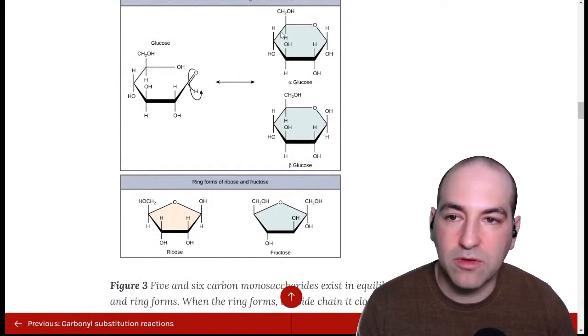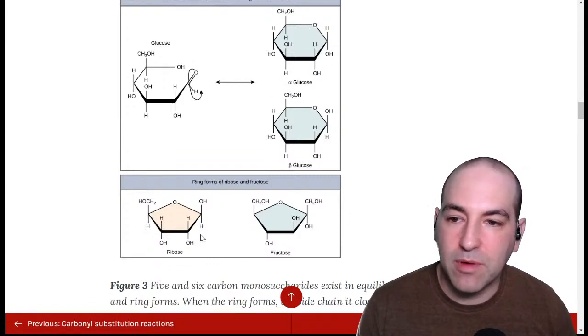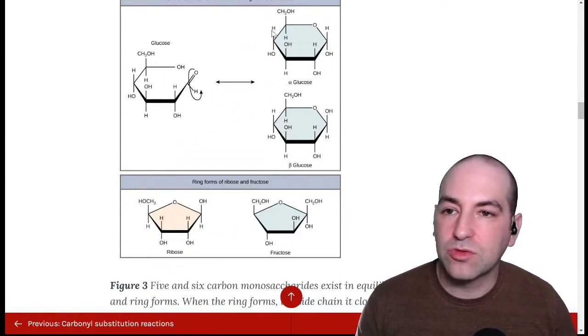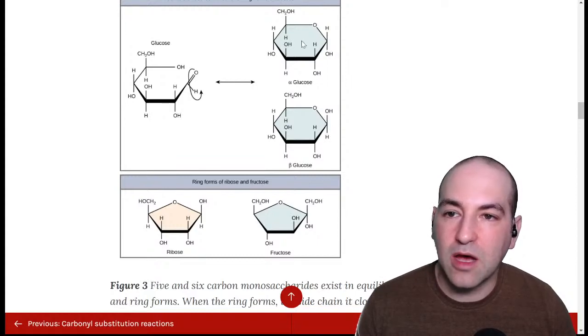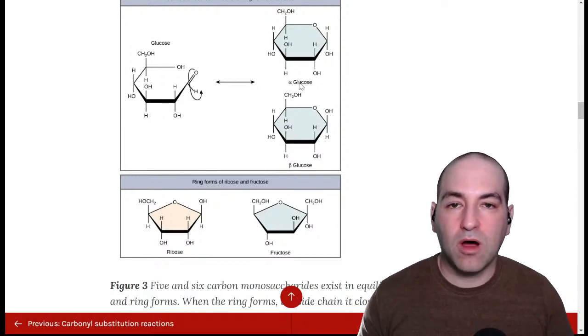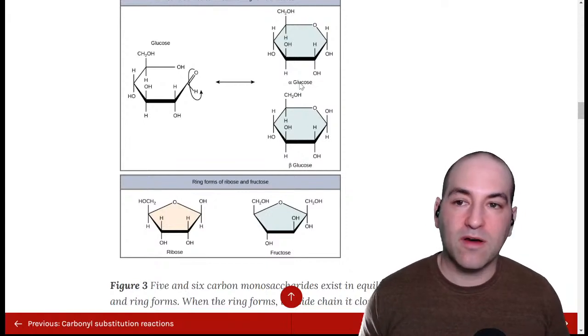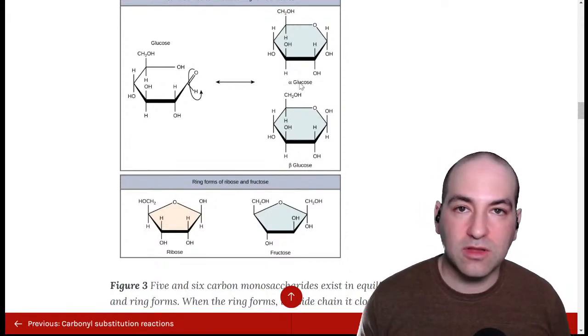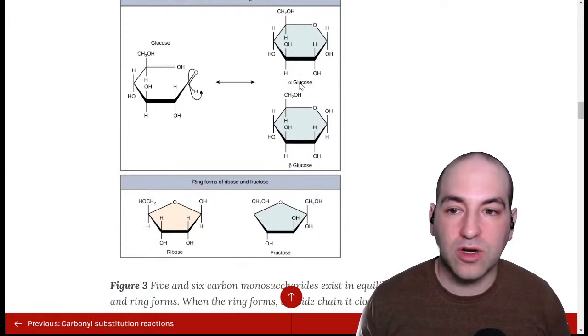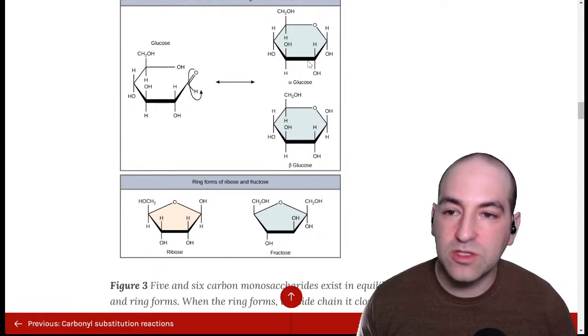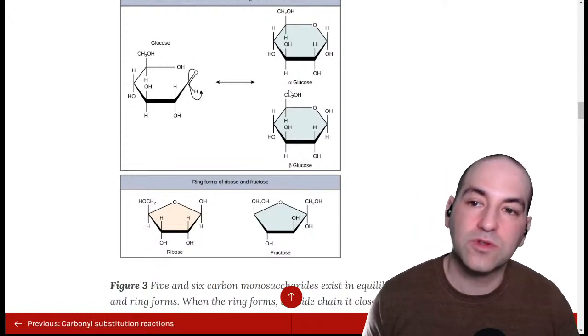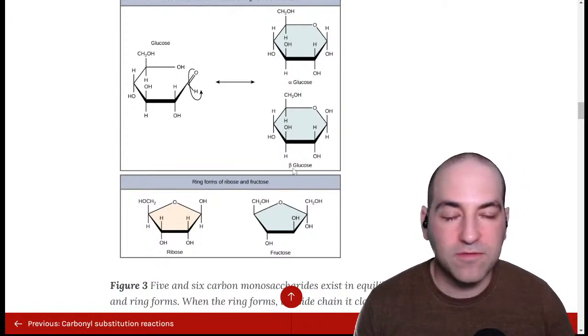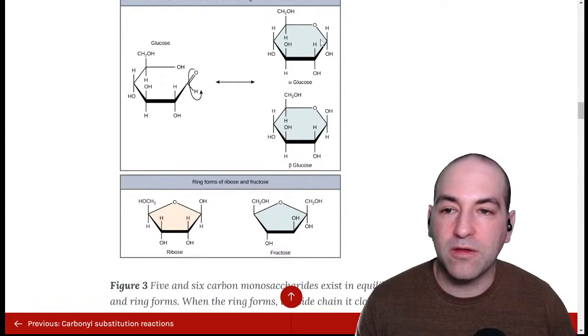Sometimes it's a 6-membered ring, 1, 2, 3, 4, 5, 6. Sometimes it's a 5-membered ring. And the rings are often drawn with these straight bonds up and down because whether an OH is up or down affects which sugar it is. So that's the ring equivalent of being on the right or left in that previous structure. So now we have even a couple more forms of this. If you see things like alpha and beta forms of sugars, you're talking about these ring structures.